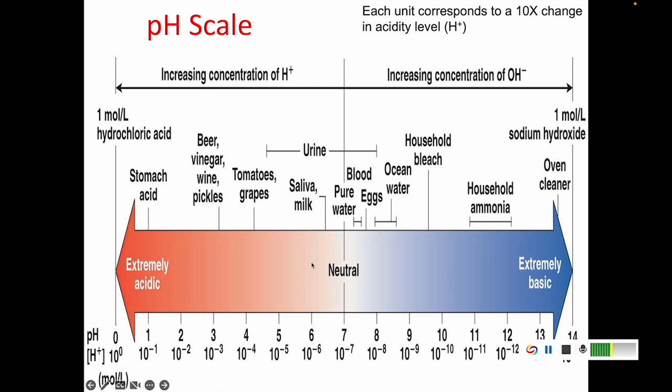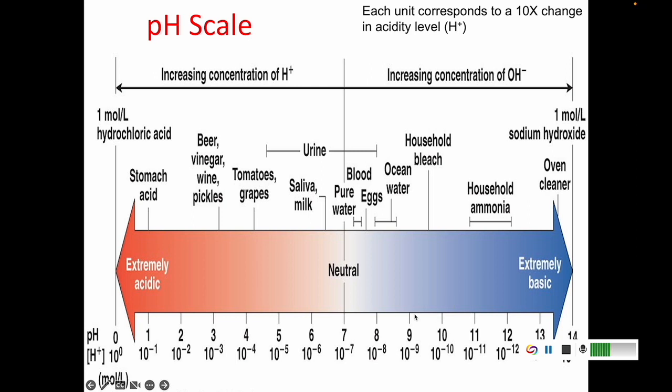What if we are going from ocean water, about pH 8, to ammonia, pH 11? Which one has more hydrogen ions? The ocean water has more hydrogen ions. Ammonia has more hydroxide ions. Which one is an acid or a base? They're both a base.